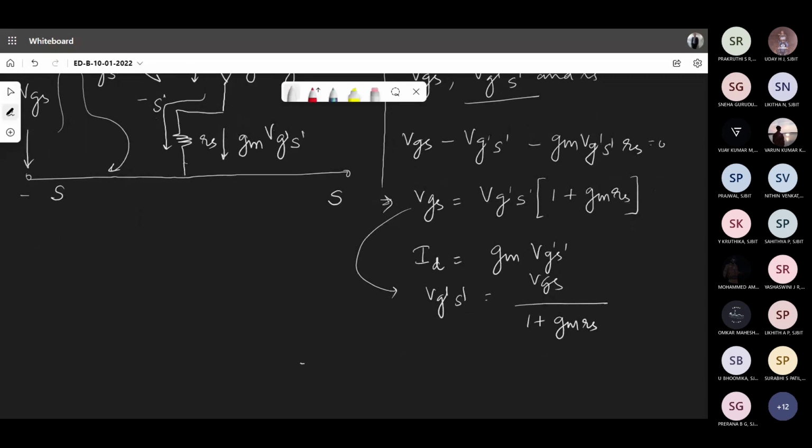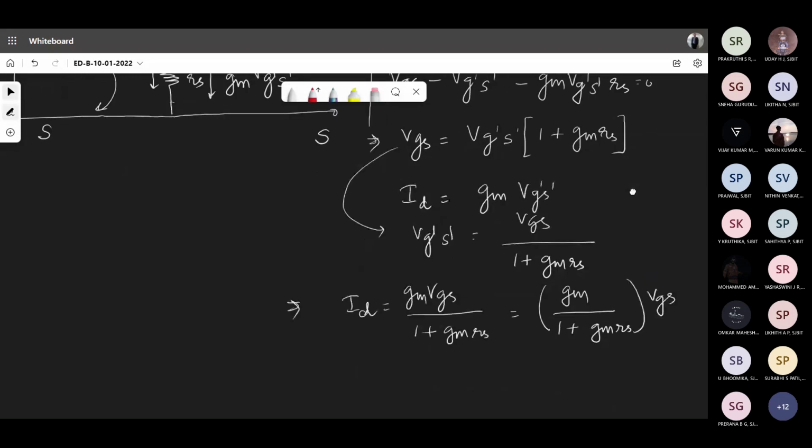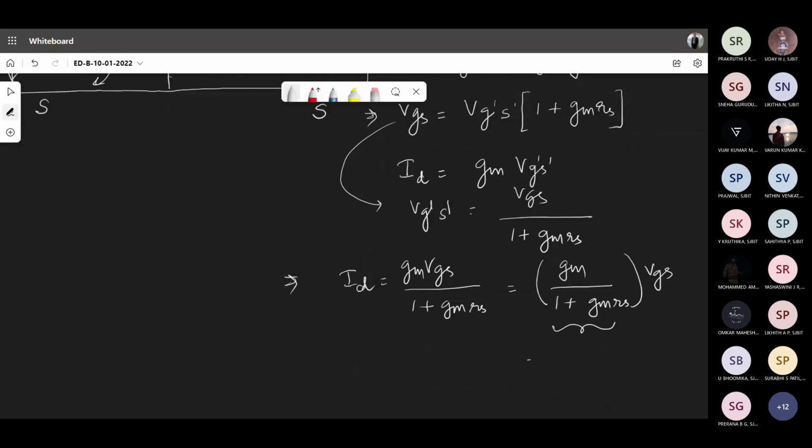So that would imply ID is equal to what do you get? GM times of VGS divided by 1 plus GM times of RS, which you can further write as, if we bring the GM terms together, GM divided by 1 plus GM times of RS times of VGS. This term, let me call it GM dash. GM dash times of VGS. This is ID.